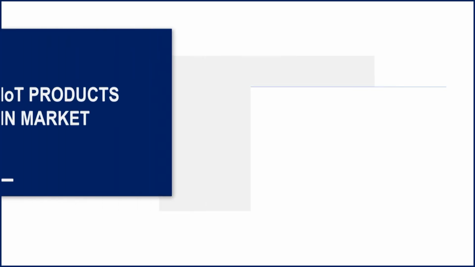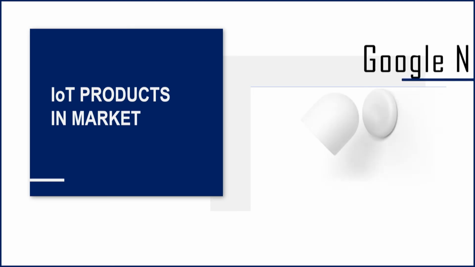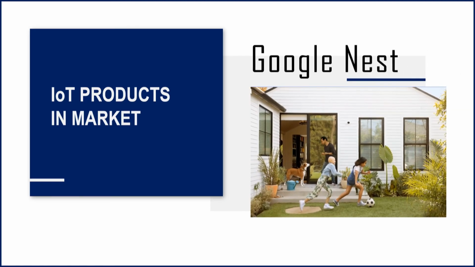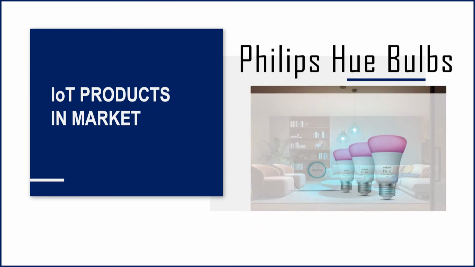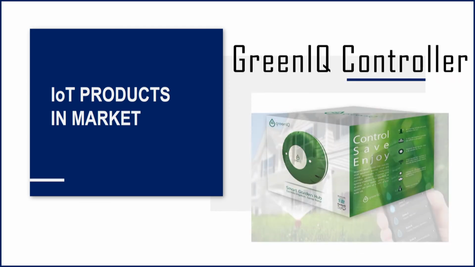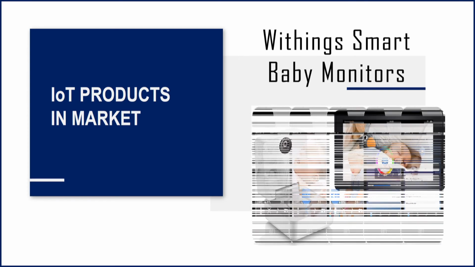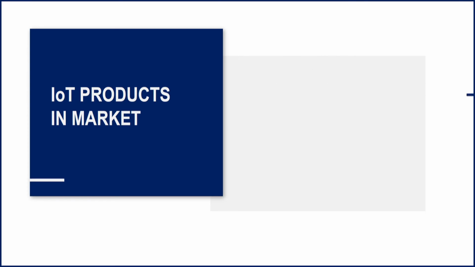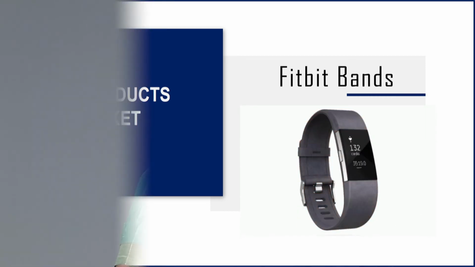Next are IoT products. In the market there are various products, for example, Google Nest, right. For example, Philips Hue bulbs, the colorful bulbs you can use. You can use the Green IQ controller, then indoor air quality management, whatever application is there. For example, smart baby monitors are also being used, right. Many are using Fitbit bands and all these things. These are all different IoT items.